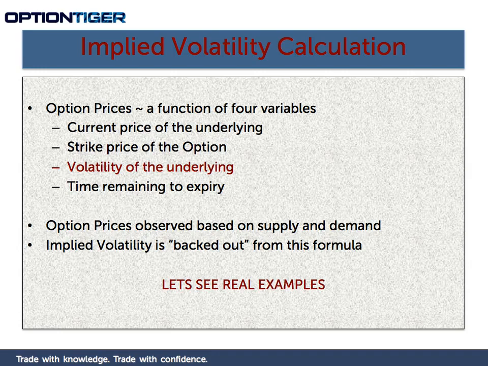And based upon the supply and demand, market makers are going to either take the prices of these options up in case there's a lot of demand, or they're going to take the prices down in case there is no demand. So this way, we know the option prices, and therefore the calculation of implied volatility is backed out from this formula. And that's why it's called implied volatility.